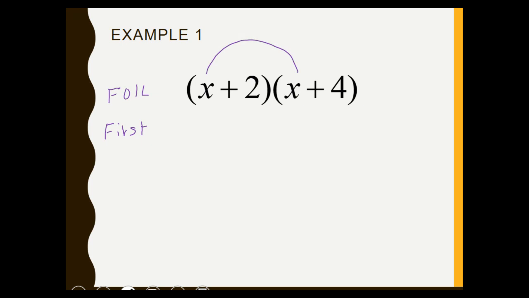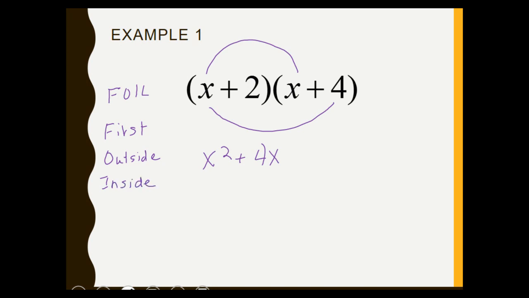So this x times x is x squared. O stands for outside terms. So that means we're going to multiply the two terms that are on the outside of each parentheses. So that's the 4 times x. So 4 times x is 4x. I stands for inside.